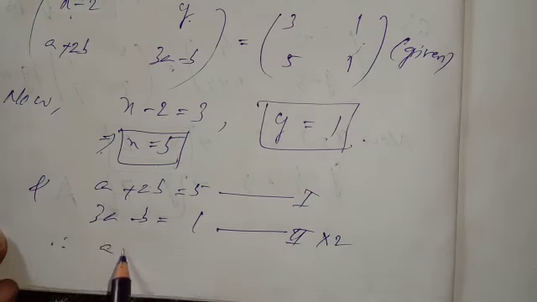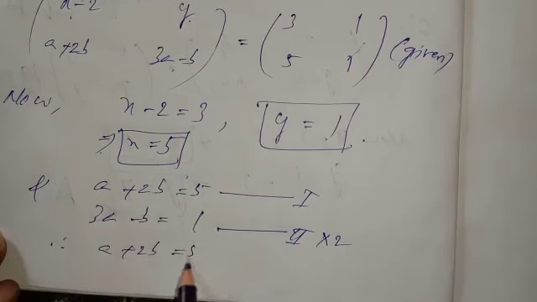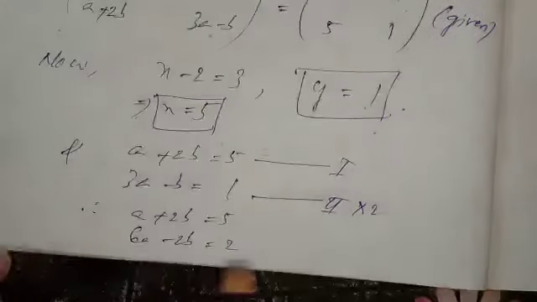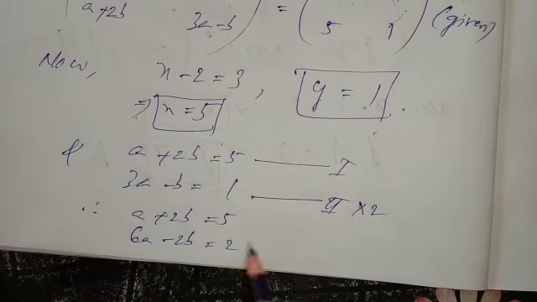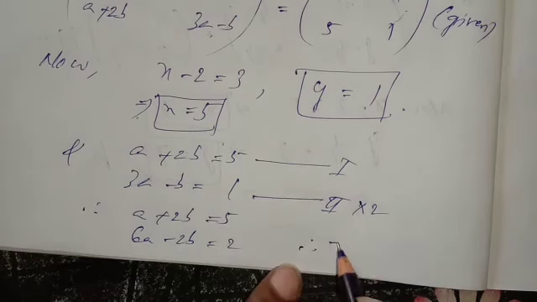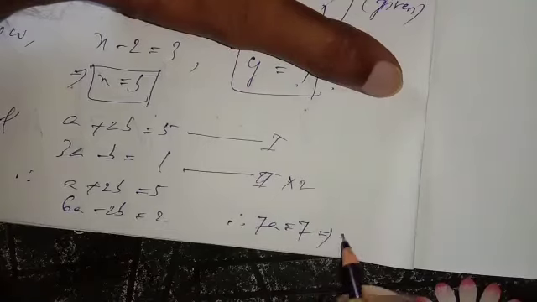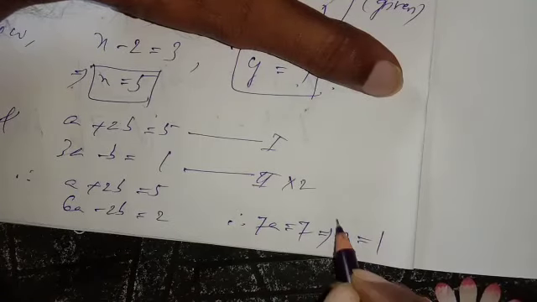Therefore, a plus 2b is equal to 5. If you multiply equation 2 by 2, this will be 6a minus 2b is equal to 2. After adding, what will you get? 2b cancel. a plus 6a how much? 7a. 7a equal to 7. Therefore, a will be, 7a is equal to 7, a equal to how much? a is equal to 1.